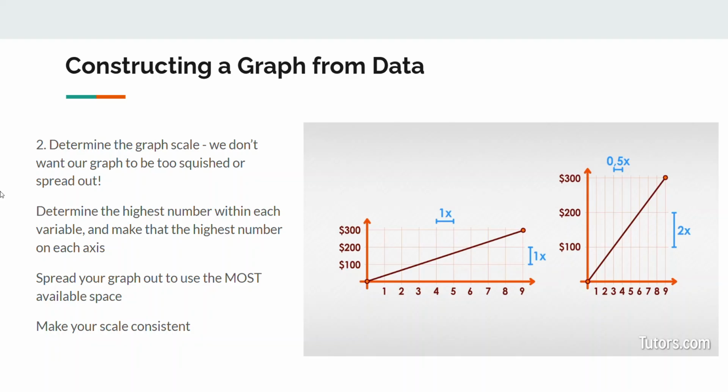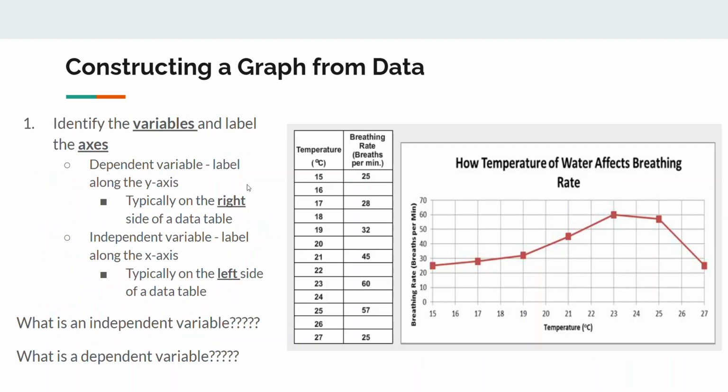Next thing, determine the scale. We don't want our graph to be too squished or too spread out. How I like to do this is I look at my data and I say, okay, what is my highest number? If I'm looking at my independent variable, that's going along the x-axis. My highest number is 27. So I'm going to build my graph out all the way to 27. Now you'll notice we don't start at 0. You don't have to start at 0 in a graph. We don't have any data before 15, so you could just start right at 15, just like it does in this graph. So we go from 15 to 27.